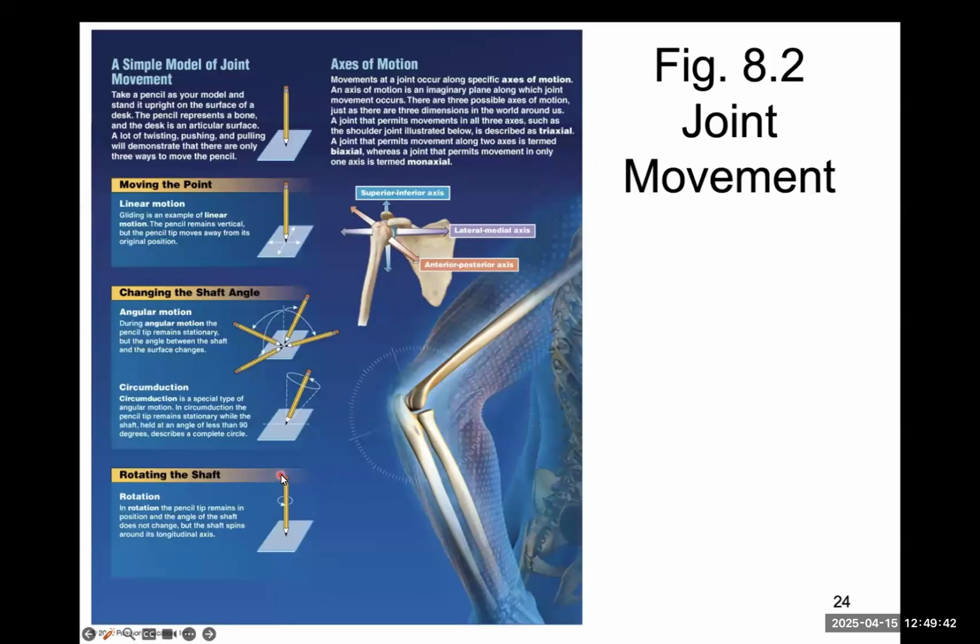This is the image that your textbook is using to break it down. It's almost like physics. You pretend that you have a machine, and this machine has a line that could be a pencil, and that's your plane. So there's your moving point, linear motion, and then changing, which is the angular motion. This is circumduction that we learned about before, and then rotating is the rotational. This is giving an example of a joint that's able to do these different types of motions.